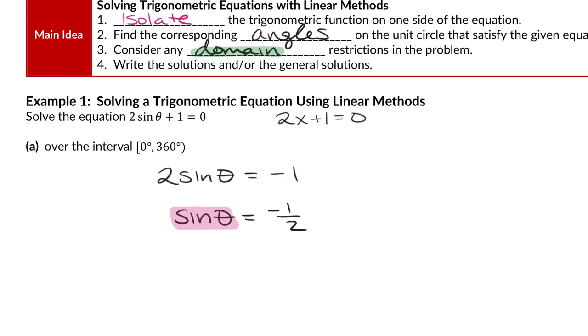Now, I forgot to draw your attention to a domain restriction. This part A says to give me the answer over the interval from 0 to 360 degrees. You get 2 pieces of information out of this green thing. Number 1, are we measuring in radians or degrees? Degrees. Great. Number 2, we're only going to give you answers between 0 and 360, which, yes, is one entire rotation around your unit circle.